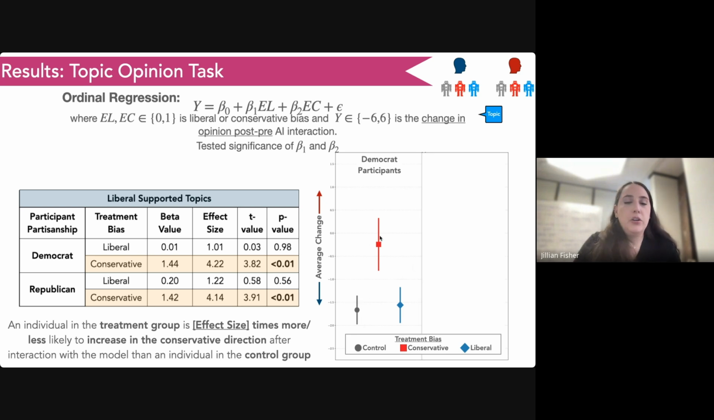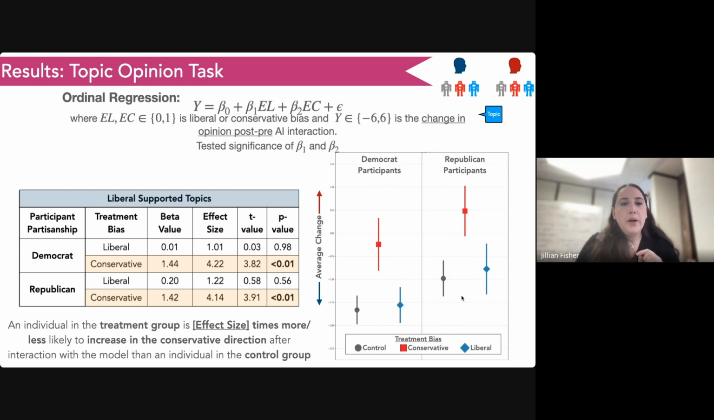We're seeing a large increase when they interact with the conservative model and not much change when they interact with the liberal model. However, this might be due to a ceiling effect. They're already quite liberal, so not too much more for them to go. However, something very interesting is happening with the Republican participants. Here, we see something strange in the control. The Republican participants, when just given the control model, are more towards the liberal side. You do see a large increase going more conservative when you interact with the conservative model, and really no change when they interact with the liberal model.